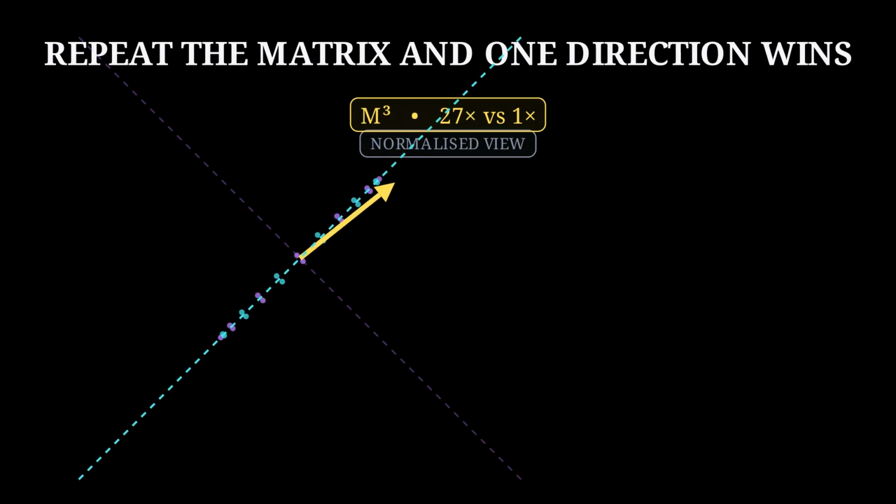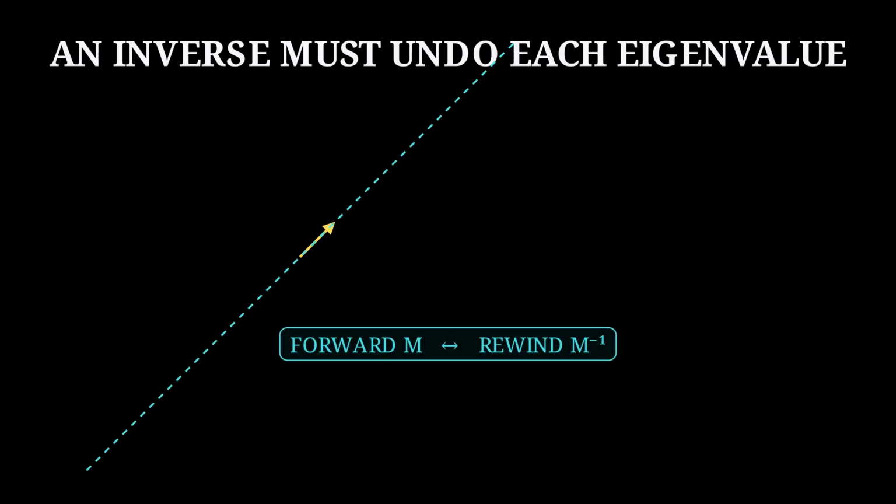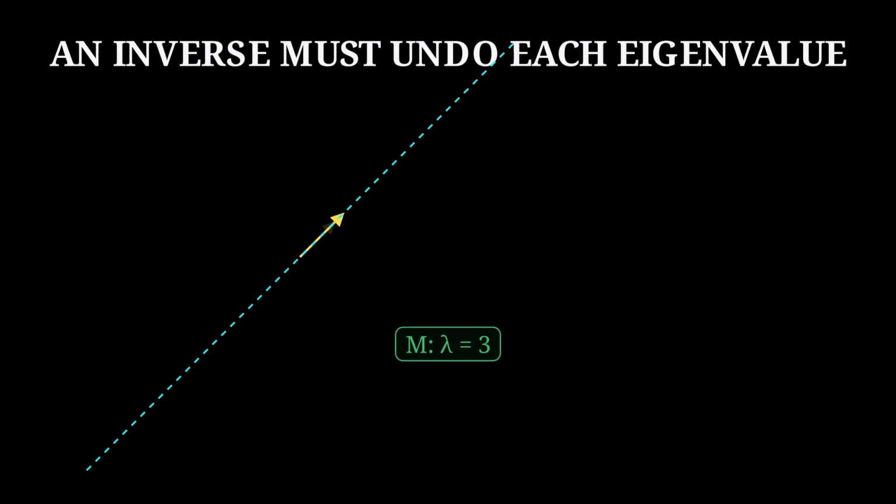That is why eigendirections appear in repeated dynamics. They are the directions the transformation amplifies predictably. There is one final connection, and it points directly to the next episode about inverse matrices. If a matrix stretches this eigenvector by 3, a perfect rewind must shrink that same direction by 1/3. The eigendirection stays the same.